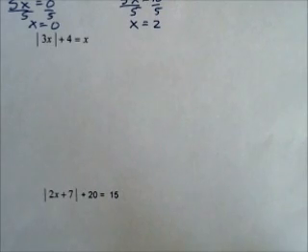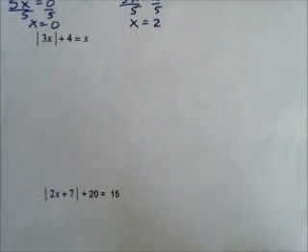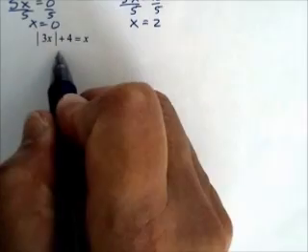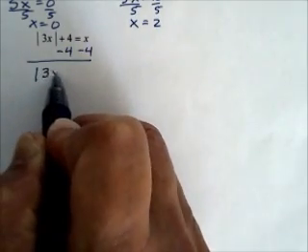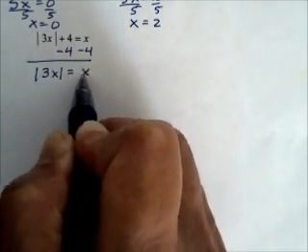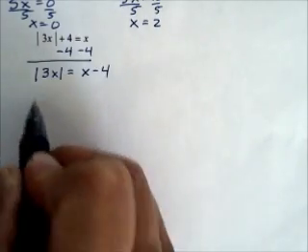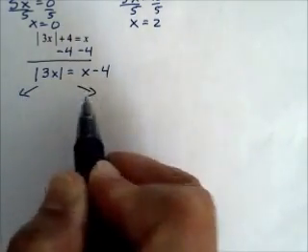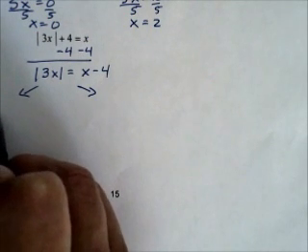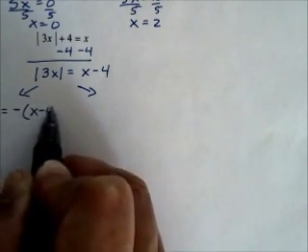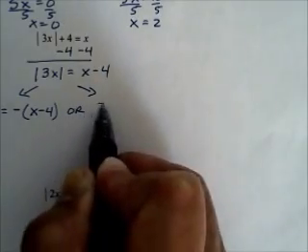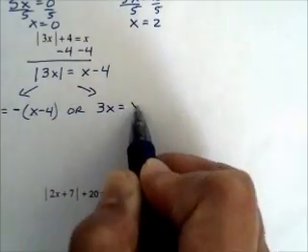Number 2, isolate the absolute value of 3x. So subtract 4 from both sides first. The absolute value of 3x is equal to x minus 4. Now split into two separate equations. 3x is equal to negative x minus 4, or 3x is equal to x minus 4.